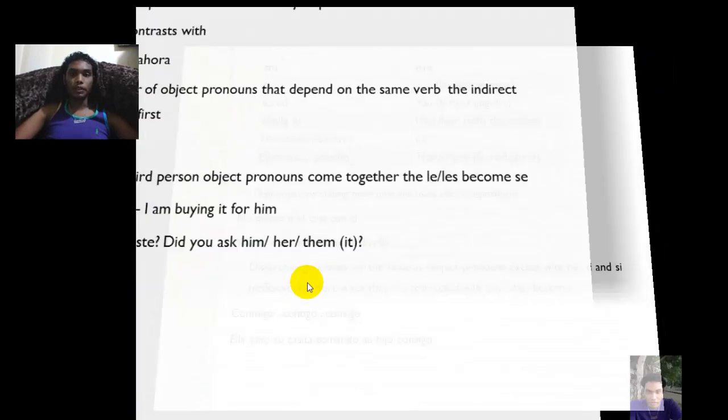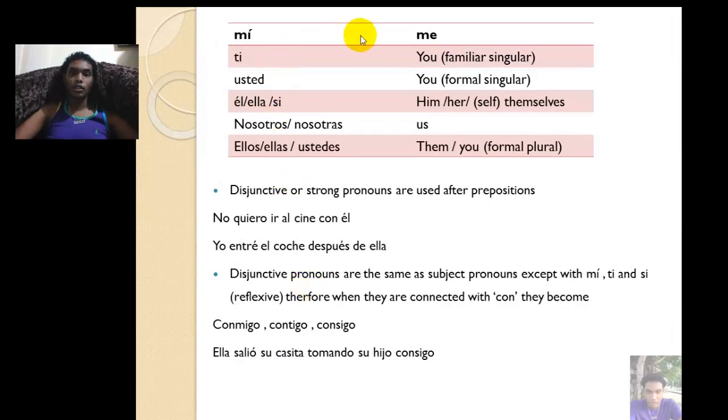These are very important. These are the disjunctives, and you need to know them because they are frequently used, especially in Spanish. The disjunctive or strong pronouns are used after prepositions. Por ejemplo, no quiero ir al cine con él. I don't want to go to the cinema with him.